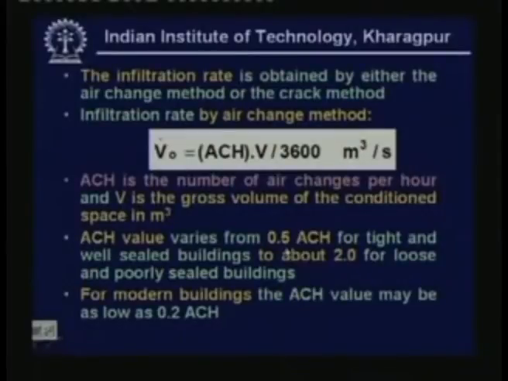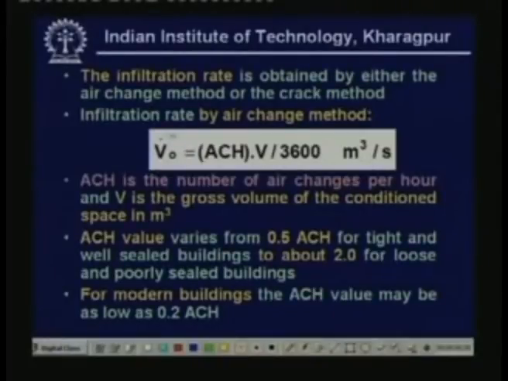The infiltration rate is obtained by either the air change method or the crack method. This also I have discussed in one of the last lectures. Infiltration by the air change method is given by this formula: infiltration rate in meter cube per second is given by ACH multiplied by V divided by 3600, where ACH is the number of air changes per hour and V is the gross volume of the conditioned space in meter cube. Since air changes are per hour, we divide by 3600 to get meter cube per second.